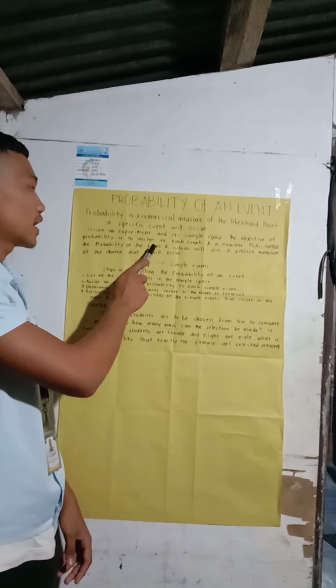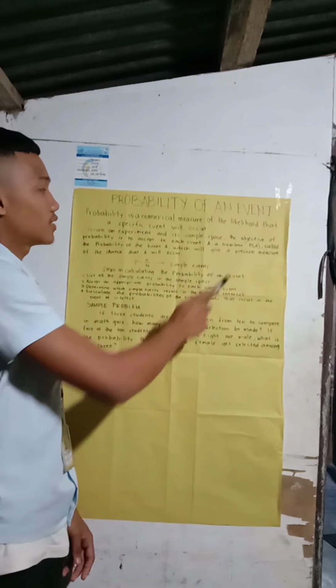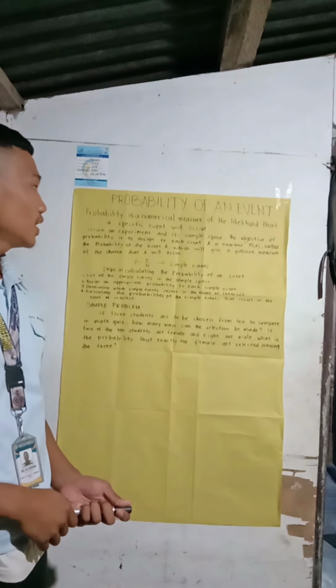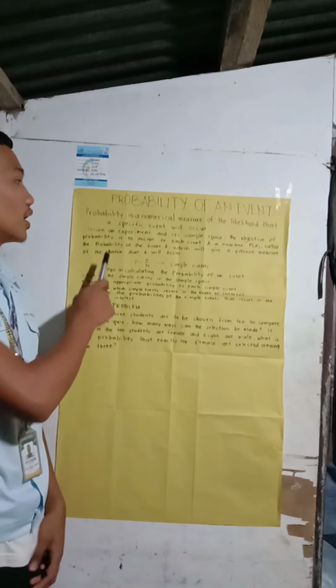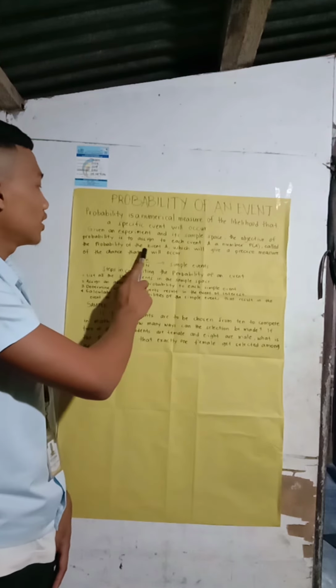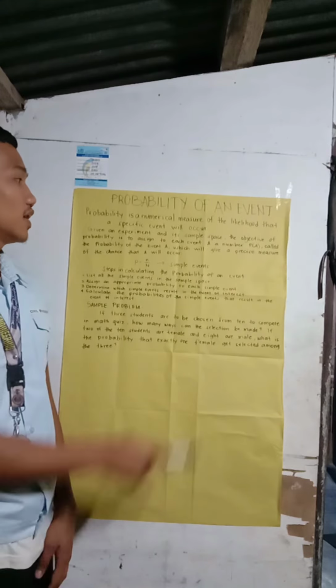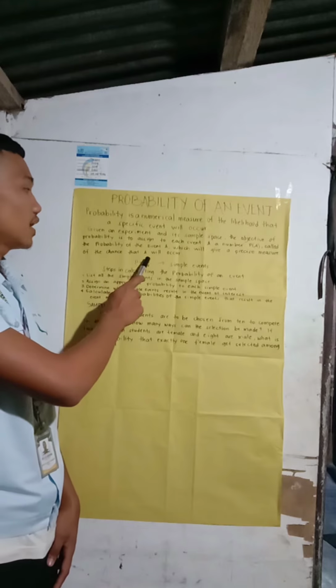Given an experiment and its sample space, the objective of probability is to assign to each event A a number P of A. So, in every event A, the goal of probability is to assign a number, which is called the probability of the event A, denoted by P of A, which will give a precise measure of the chance that A will occur.